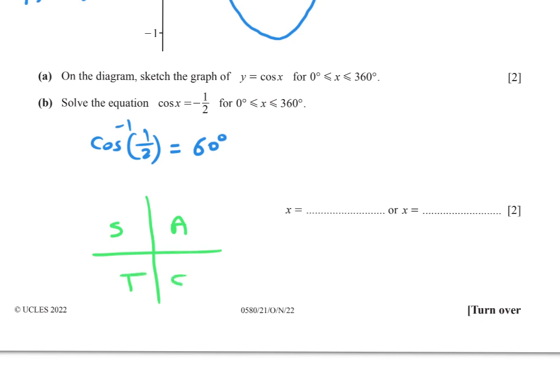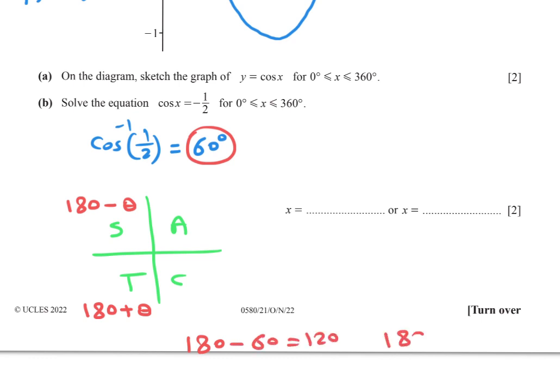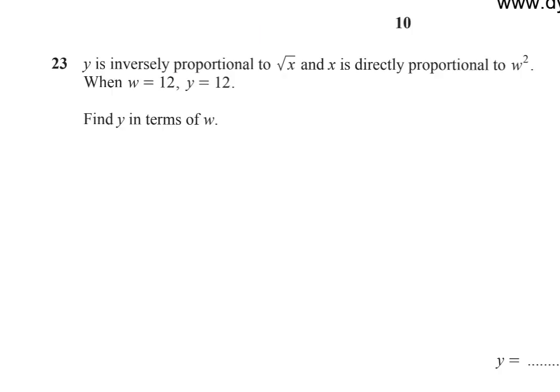Now cosine negative in which quadrant? Cosine positive in the first and fourth, so negative in the second and third. In the second quadrant, the angle is 180 minus theta. In the third quadrant, 180 plus theta. Theta is the acute angle, which is 60. So 180 minus 60, which is 120, or 180 plus 60, which is 240. So 120 and 240.